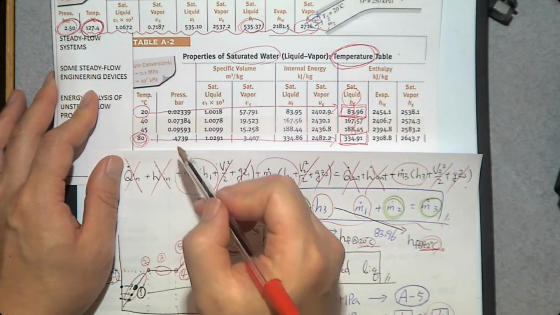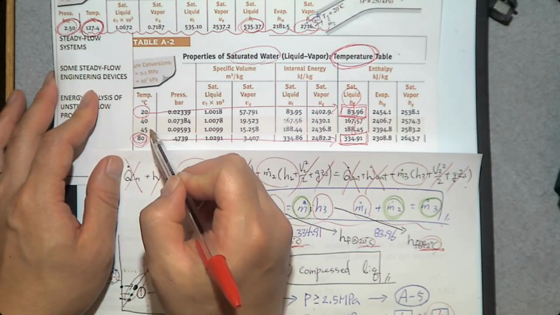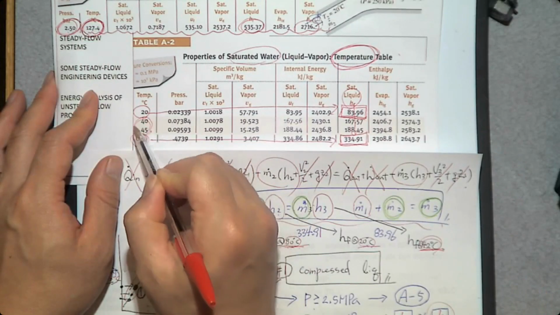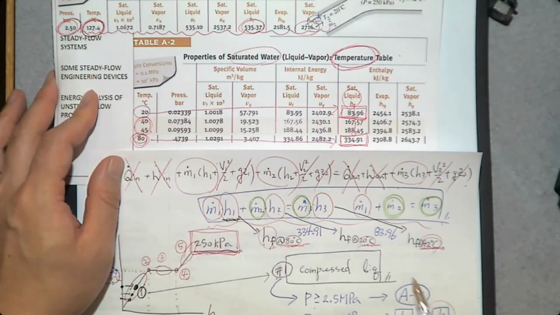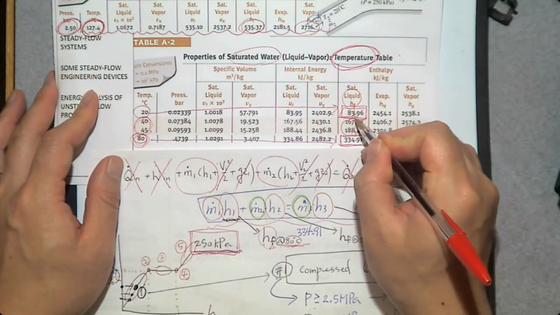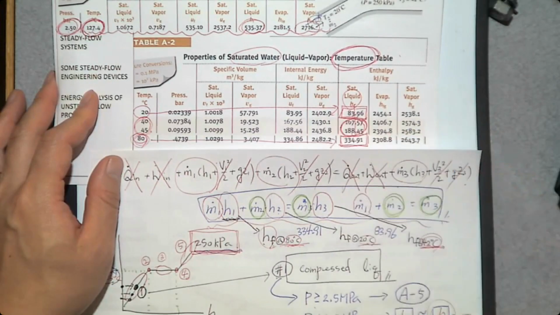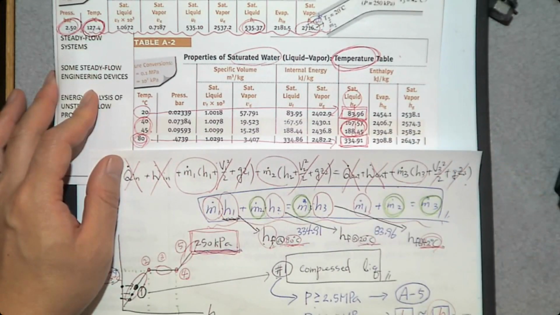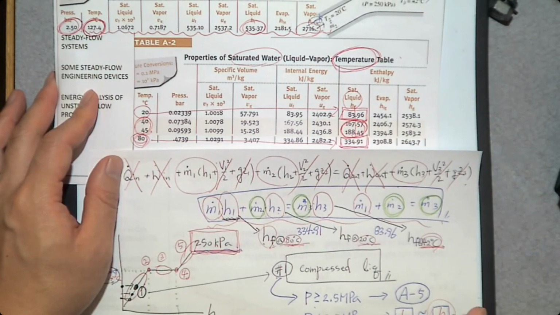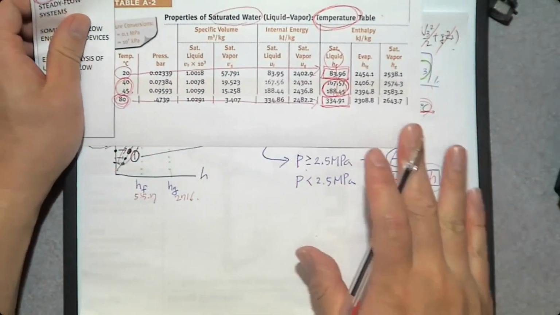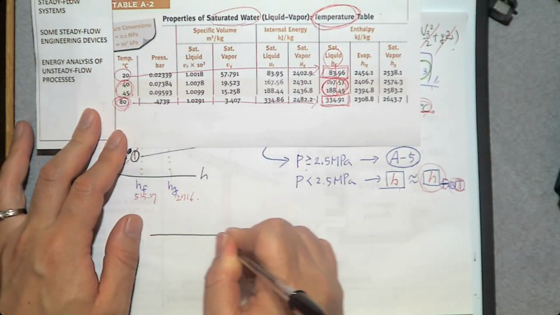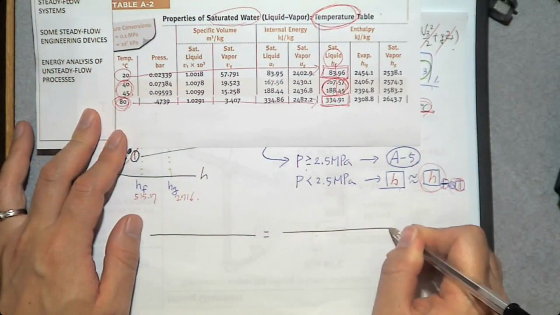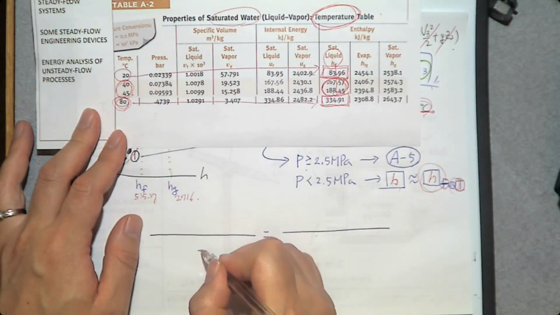We don't have 42 degrees Celsius. It's going to be between 40 and 45. So you need to do a linear interpolation to determine h_f at 42 degrees Celsius. You already know how to do a linear interpolation, right? Let me do one last time, okay? This is the last time I'm going to do linear interpolation ever in this class.